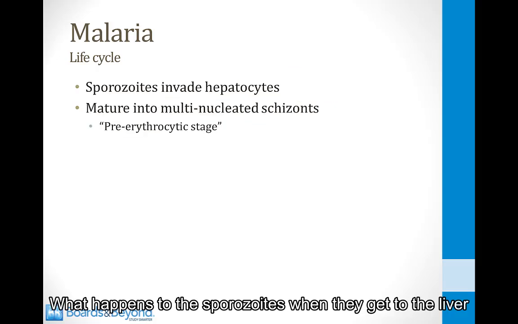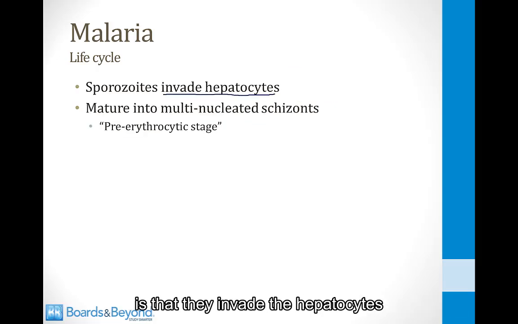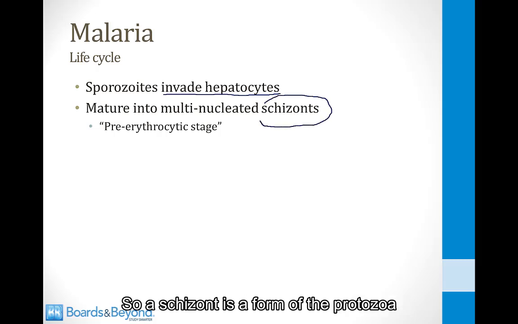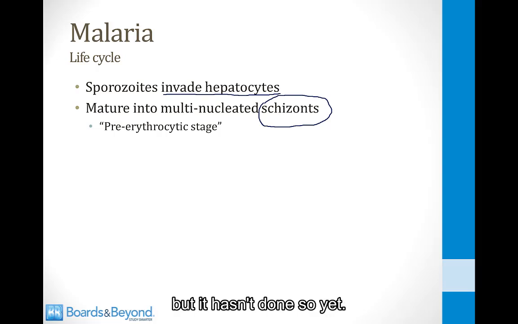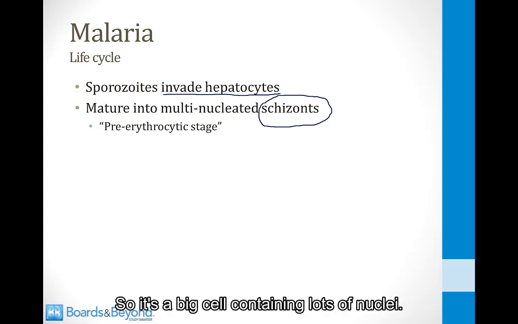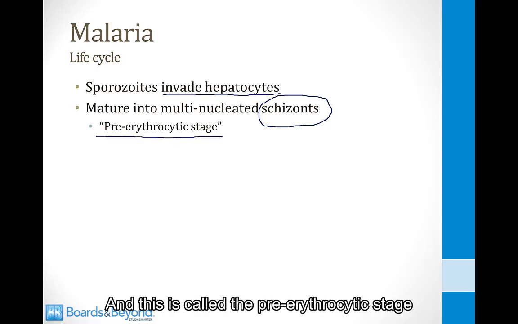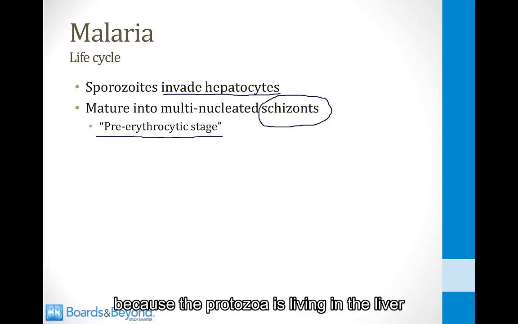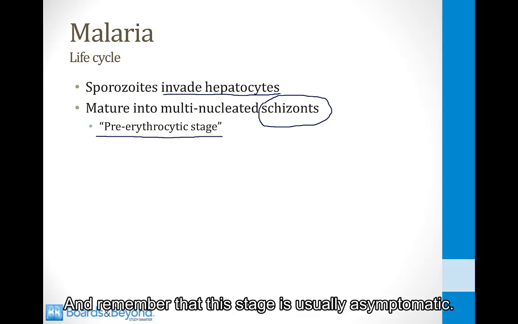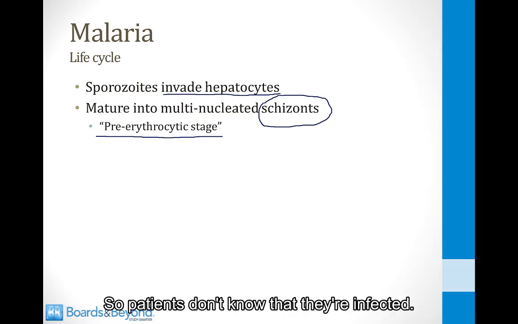What happens to the sporozoites when they get to the liver is that they invade the hepatocytes, and inside of hepatocytes they mature into multinucleated cells called schizonts. So a schizont is a form of the protozoa that contains many nuclei, and it's getting ready to rupture into lots and lots of little daughter cells, but it hasn't done so yet, so it's a big cell containing lots of nuclei. And this is called the pre-erythrocytic stage because the protozoa is living in the liver and it hasn't reached the red blood cells yet. And remember that this stage is usually asymptomatic, so patients don't know that they're infected.